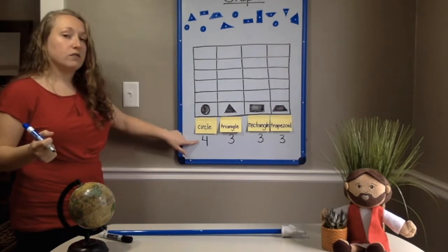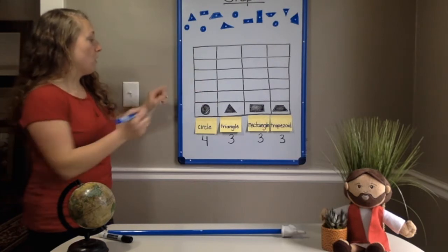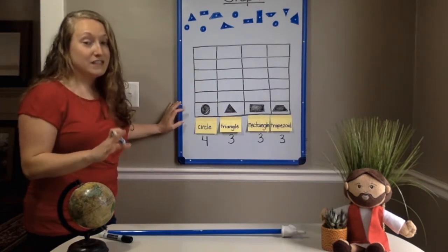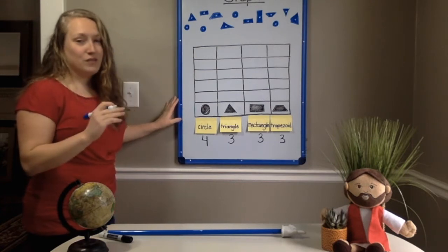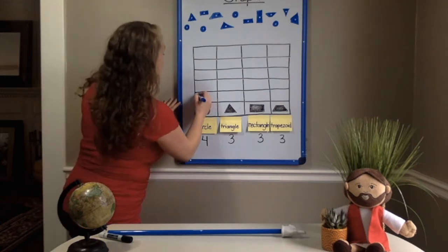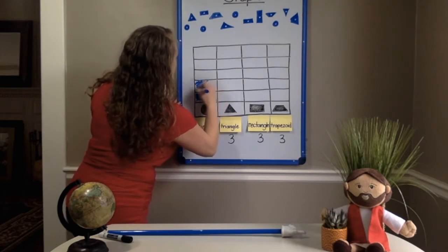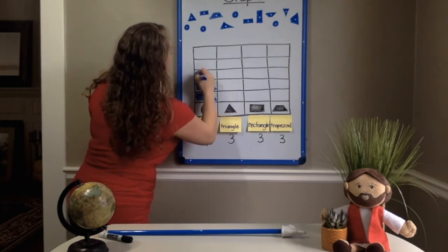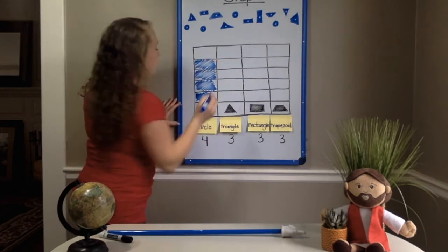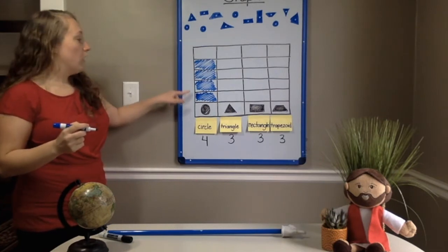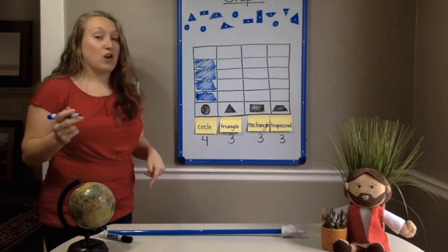I have 4 circles, so I'm going to color 4 rectangles up. 1, 2, 3, 4. Now remember, Miss Stahler's coloring is not always that great, but you guys are super colorers, so I'm sure that at home you're going to do a really nice job staying in the lines. Here we go. 1, 2, 3, 4. I have 4 circles. 1, 2, 3, 4. I've built my skyscraper. Let's look at our next one, the triangle.